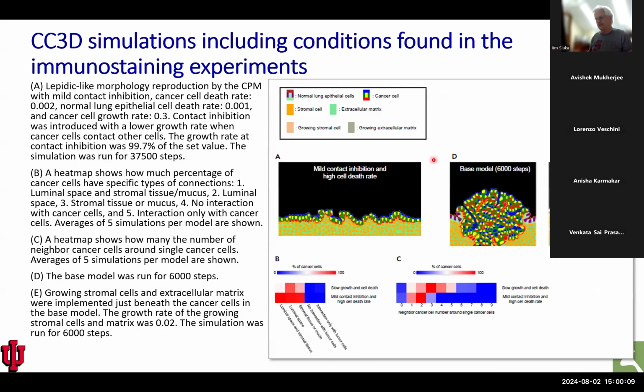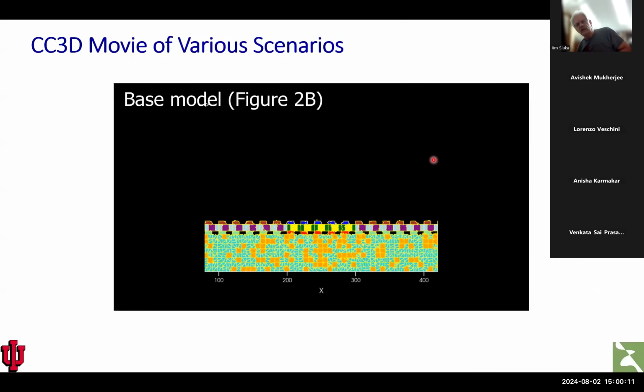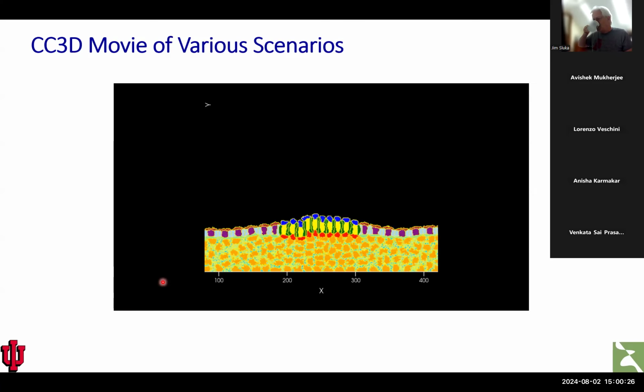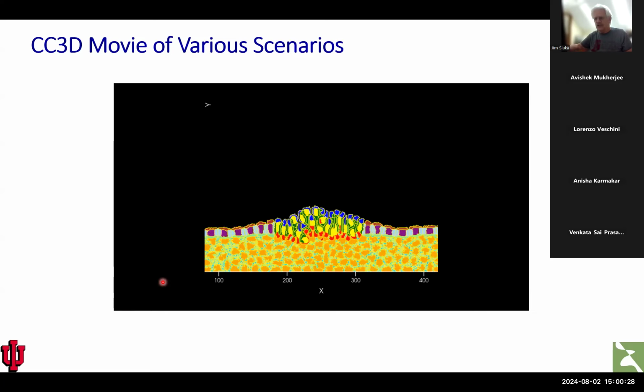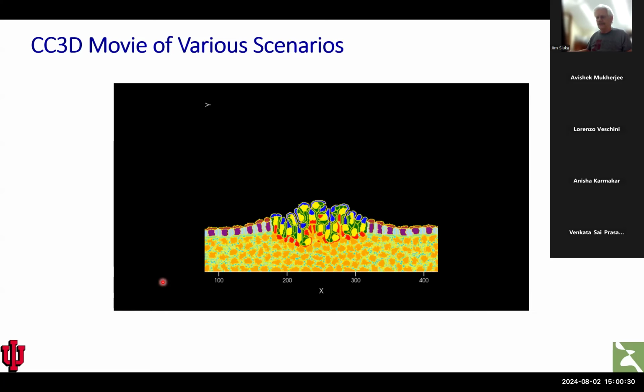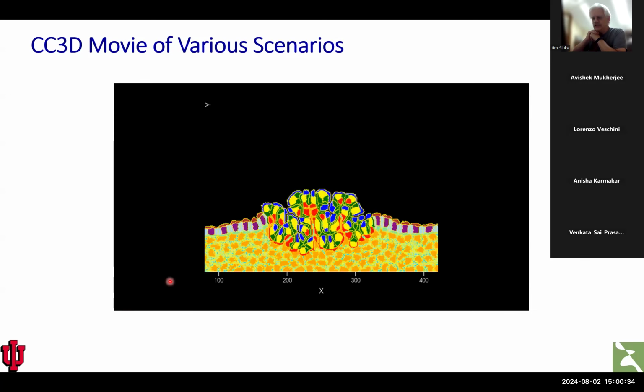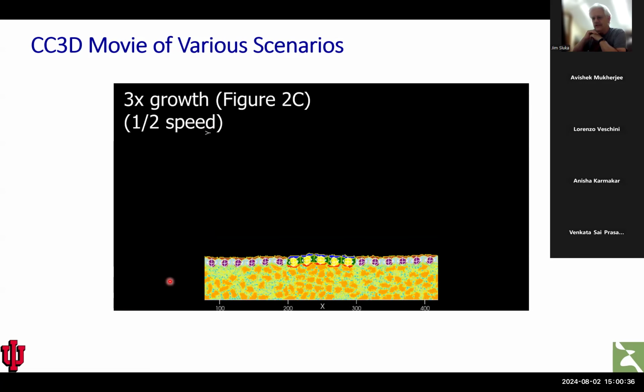And I'm going to skip this one, just another phenotype. So this movie was part of the supplementary material for the paper, just showing some various variants of the model depending on changes in proliferation, changes in polarity, and so forth. And so there's a little header.